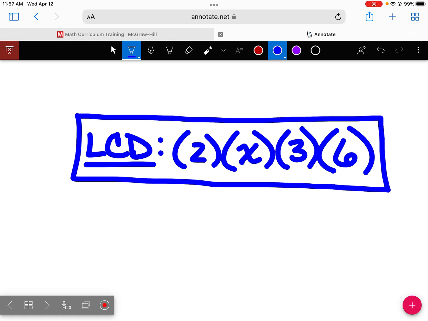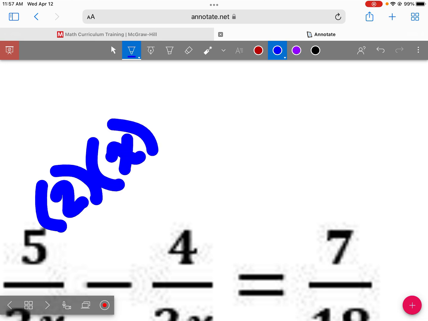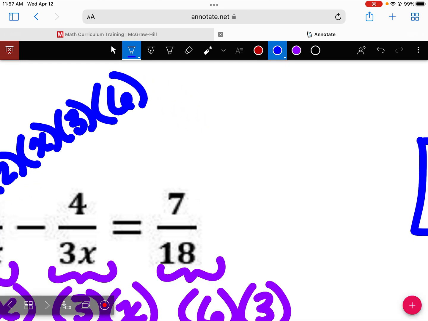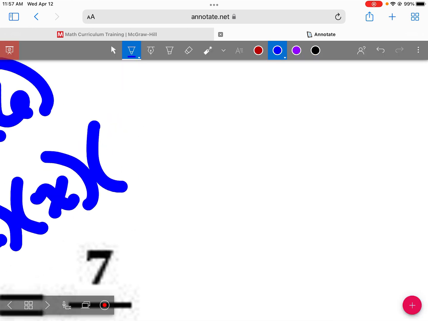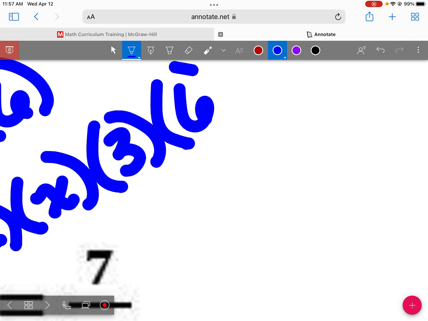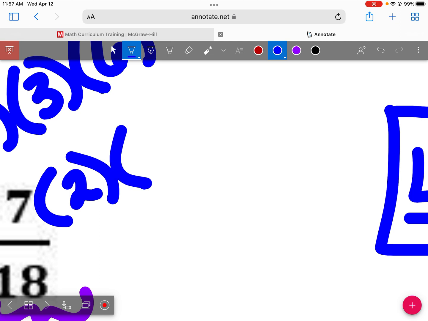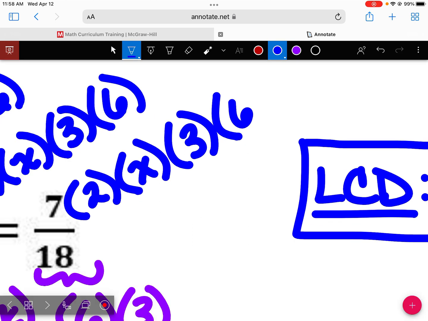What do I need to do with that LCD now? Multiply all the terms, or in this case, all the fractions. So the first fraction, we multiply by 2, by x, by 3, and by 6. Second fraction, we multiply by 2, by x, by 3, and by 6. Last fraction, we multiply by 2, by x, by 3, and by 6.